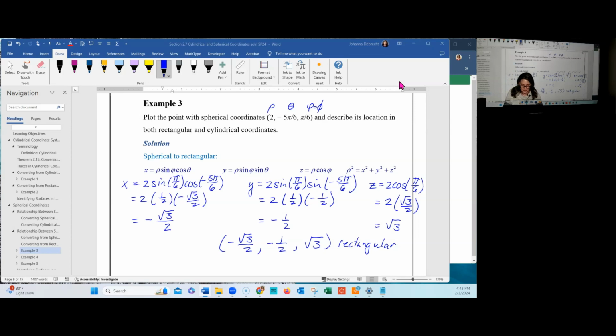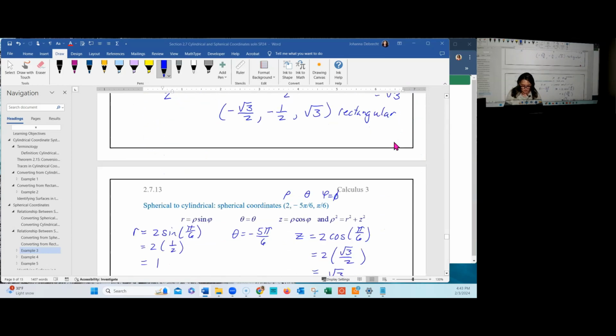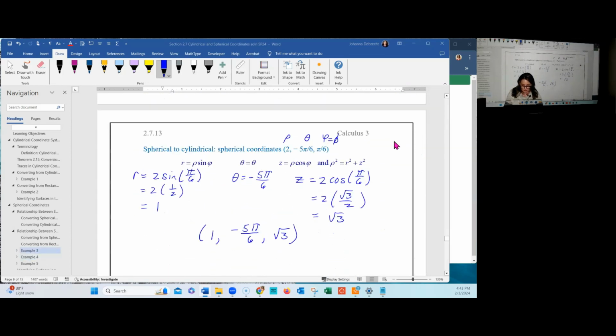Now we want to take the same point and convert it into cylindrical. When we're converting into cylindrical, we can use the relationship that r is rho sine of phi, which we actually already computed as part of the previous problem, is 1. Theta does not change, so it will remain negative 5 pi over 6. And again, we've already computed z in the previous one. So in cylindrical coordinates, the same point is 1, negative 5 pi over 6, √3.